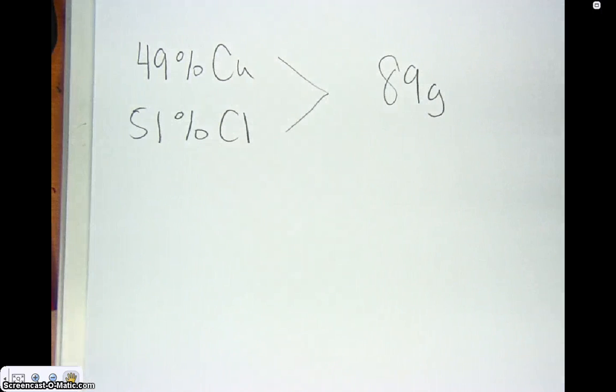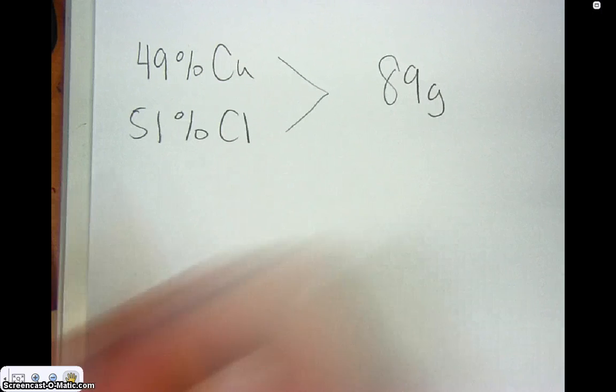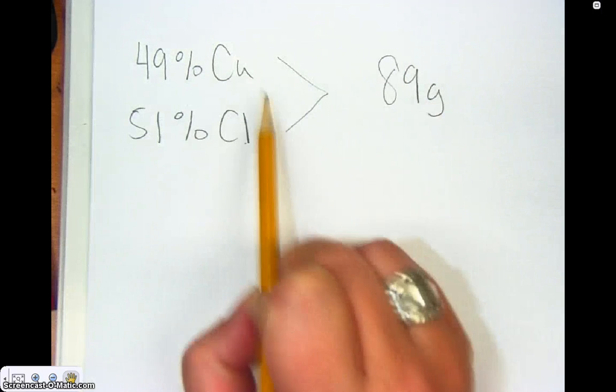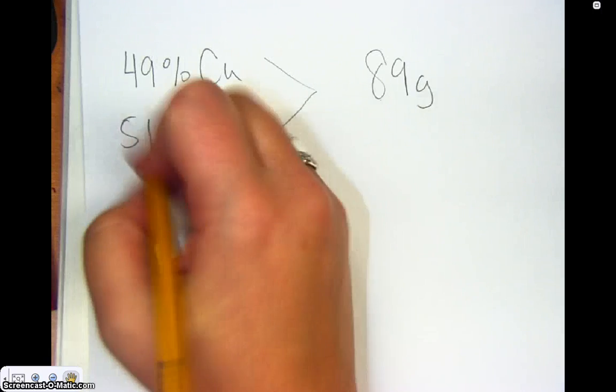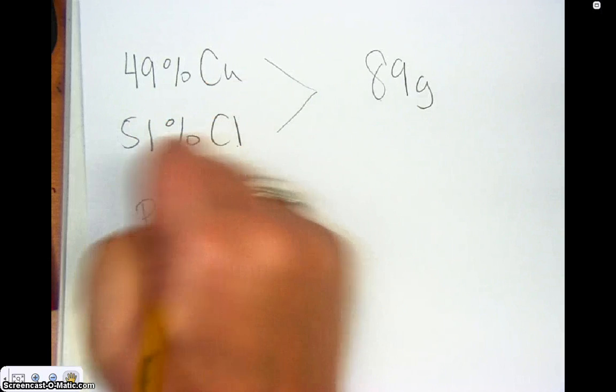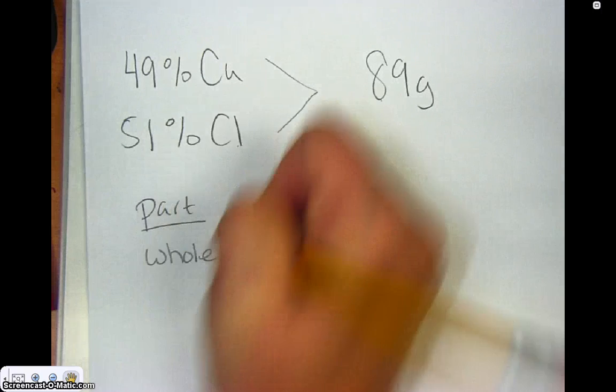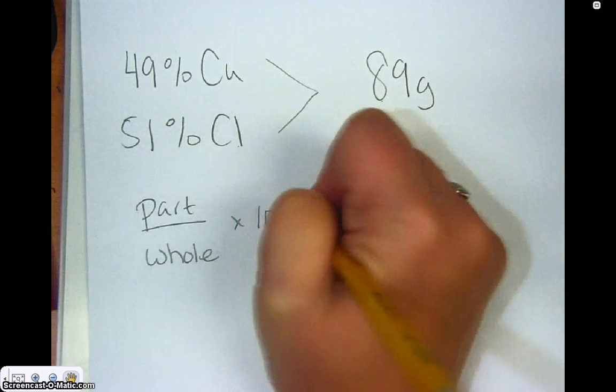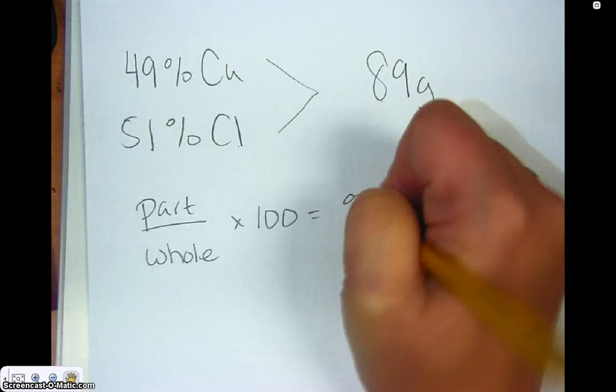And so what we could be asked is, how many grams of copper do I have and how many grams of chlorine do I have? So by using the percentages and the whole, remember you've got part over whole times 100 equals my percentage, right?